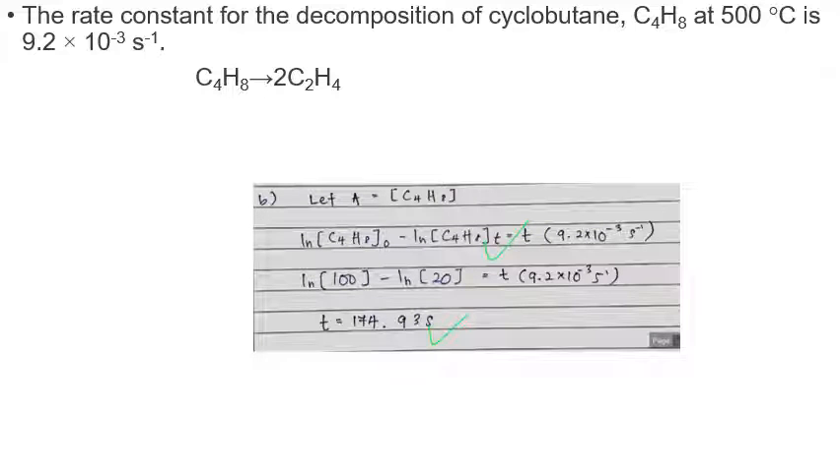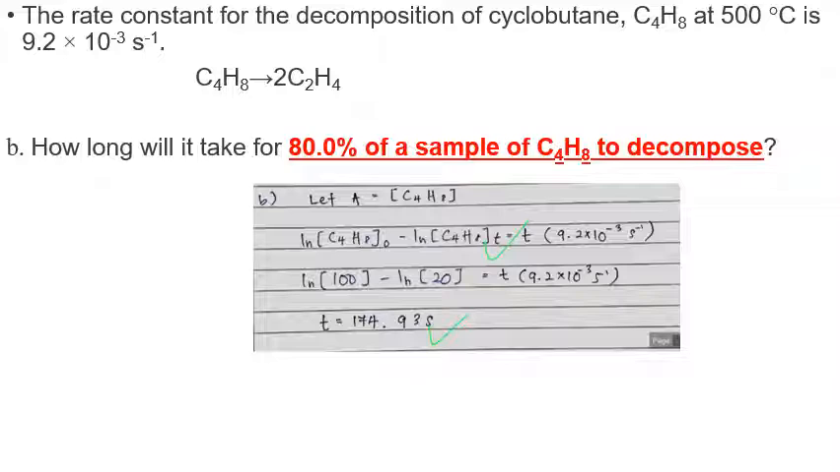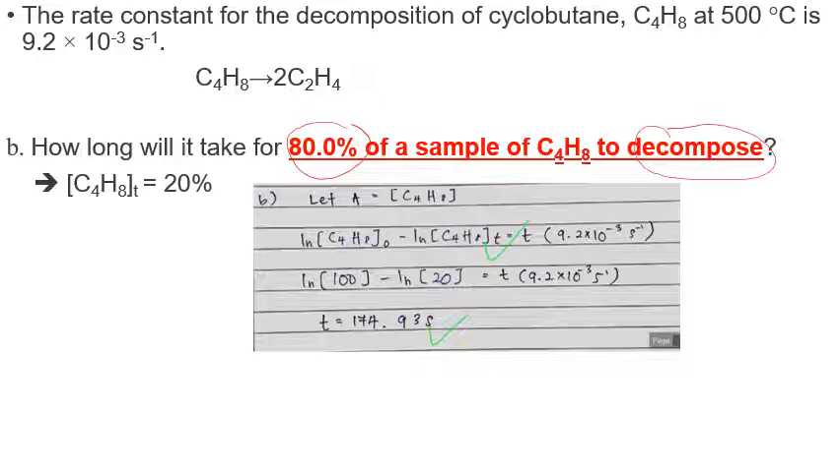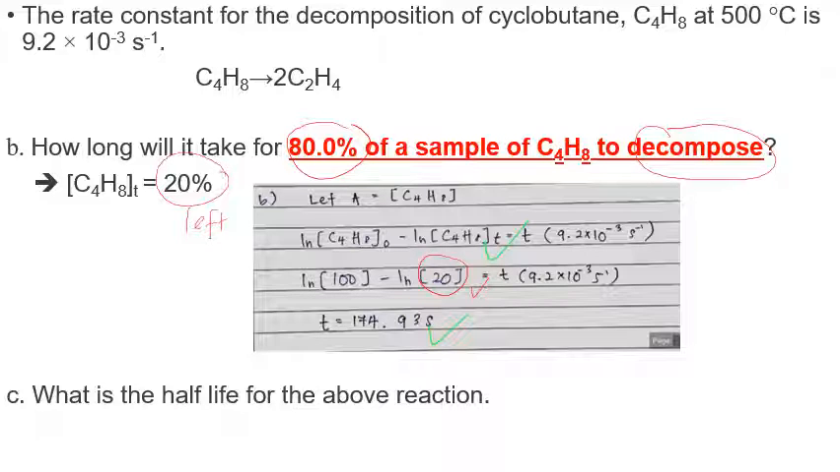Okay, continue with the second part of the question. How long will it take for 80% of a sample to decompose? So 80% decompose means that at the time given, only 20% is left. If you substitute the value here correctly, then the final answer will be correct. At the same time, the third part of the question asks us to identify the half-life. If you can remember the formula, half-life for first order is ln 2 over k. The k is given in the question, so you can also know the value of the half-life. But again, remember the unit is second.